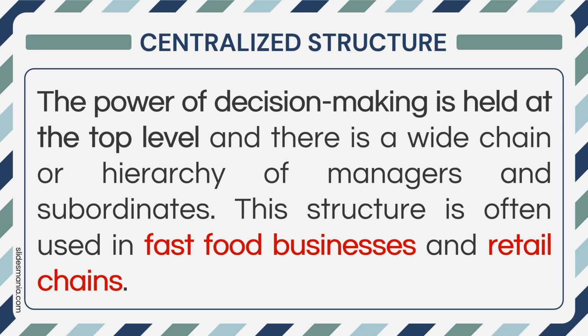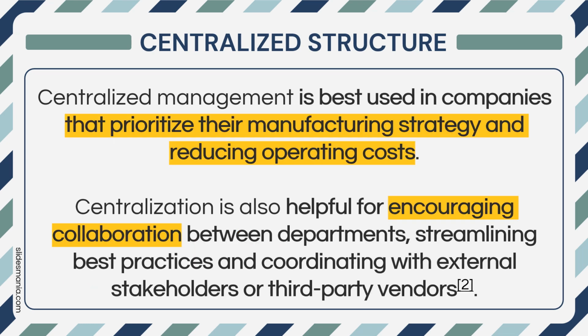For example, Pizza Hut, McDonald's, H&M, and Apple all use centralized structure to ensure that control is maintained over their many thousands of outlets. Centralized management is best used in companies that prioritize their manufacturing strategy and reducing operating costs. Centralization is also helpful for encouraging collaboration between departments, streamlining best practices, and coordinating with external stakeholders or third-party vendors.